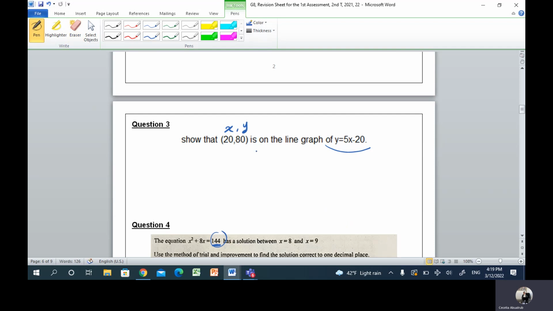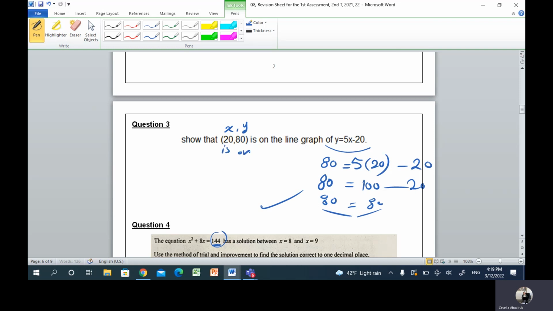So let me just do it once again. y is equal to 80, so we substitute y as 80. x is equal to 20, so we will say 5 times x, which is 5 times 20, minus 20. Go down, 80 will remain the same. 5 times 20 is 100, minus 20. 80 will go down here, and 100 minus 20. So the left side of the equal is equal to the right side of the equal, which means that this point is on the line graph of this equation. Okay.